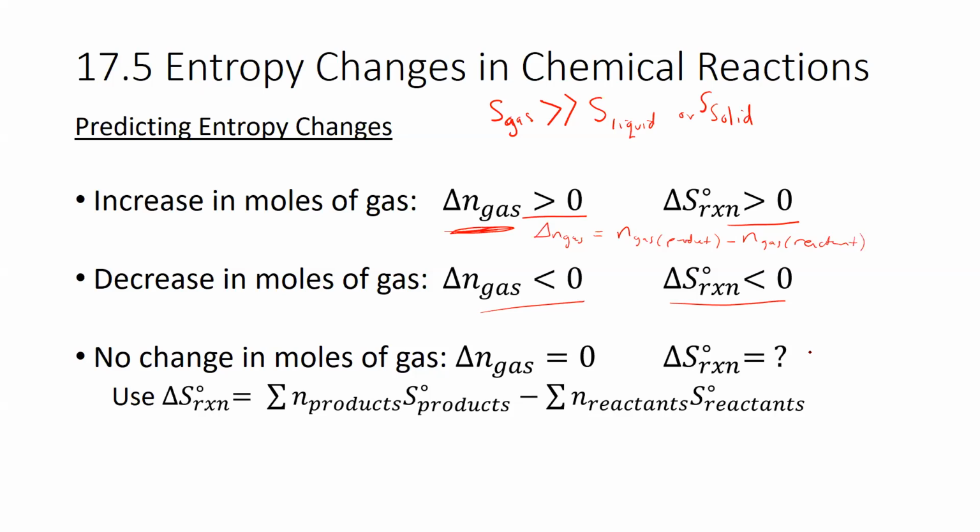If, however, the moles of gas are the same on either side, then you have to do a little bit more because you can't really predict the sign of the delta S for that reaction. So if the entropy change of the reaction is something you have to calculate, you can use this equation, which is similar to the equation that you use to calculate the enthalpy of a reaction using the standard enthalpies of formation. And so that's kind of where we're going to go next in some of these examples.